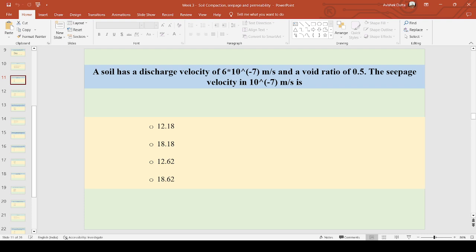I'll repeat the question. A soil has a discharge velocity of 6 into 10 to the power minus 7 meter per second. Discharge velocity is given over here and the void ratio is given, it is 0.5. So if you have the discharge velocity and the void ratio, how can you find out the seepage velocity of the soil in 10 to the power minus 7 meter per second? Your options are 12.18, 18.18, 12.62 or 18.62.